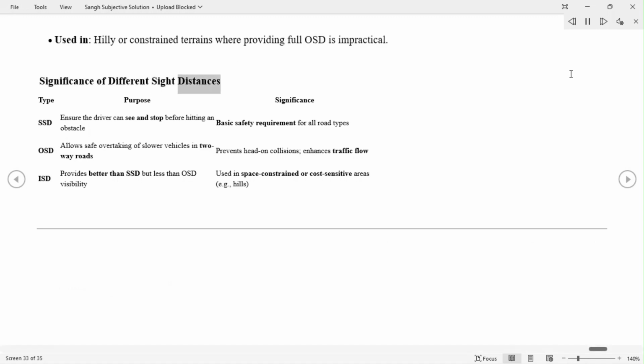Significance of different sight distances. SSD: ensures the driver can see and stop before hitting an obstacle. Basic safety requirement for all road types. OSD: allows safe overtaking of slower vehicles on two-way roads. Prevents head-on collisions, enhances traffic flow. ISD: provides better than SSD but less than OSD visibility. Used in space-constrained or cost-sensitive areas. Example: hills.